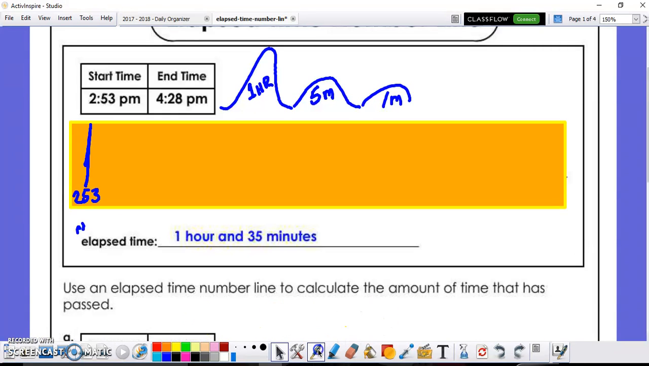Panza teaching you a strategy for elapsed time. Elapsed time is how much time has passed in between. We use what are called mountains, hills, and rocks. A mountain is worth 1 hour, a hill is 5 minutes, a rock is 1 minute.